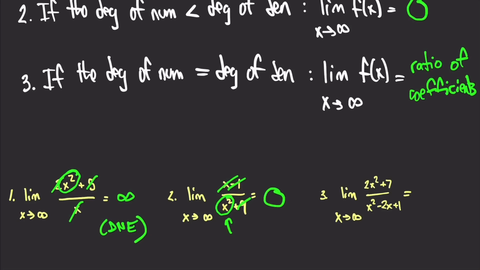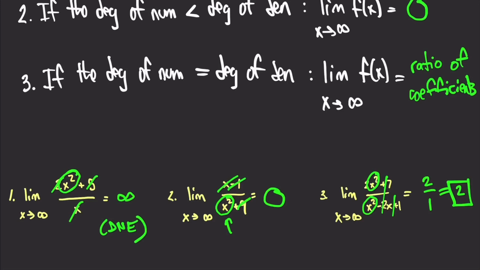And our third case right here, what I notice, I have an x squared in the numerator, I have an x squared in the denominator. Everything else goes away. Well, what happens here is that I'm going to take the ratio of those coefficients. So I kind of wrote over it, but that was a 2, and that's a 1. So I've got 2 over 1. So the limit as x approaches infinity here is 2 over 1, or just 2.